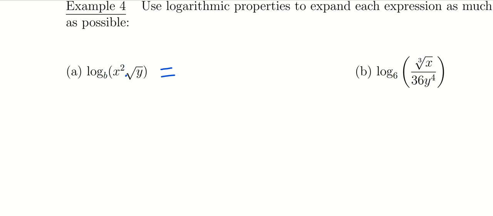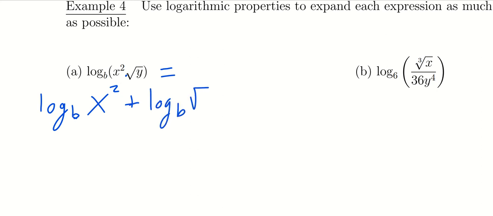Well, that's a product, so we can use the product rule for logs that says that we can split this into 2 logs. It's the log of the first factor, log base b of x squared, plus the log of the second factor, log base b of the square root of y. So that's the first step. That was simply using the product rule for logs.